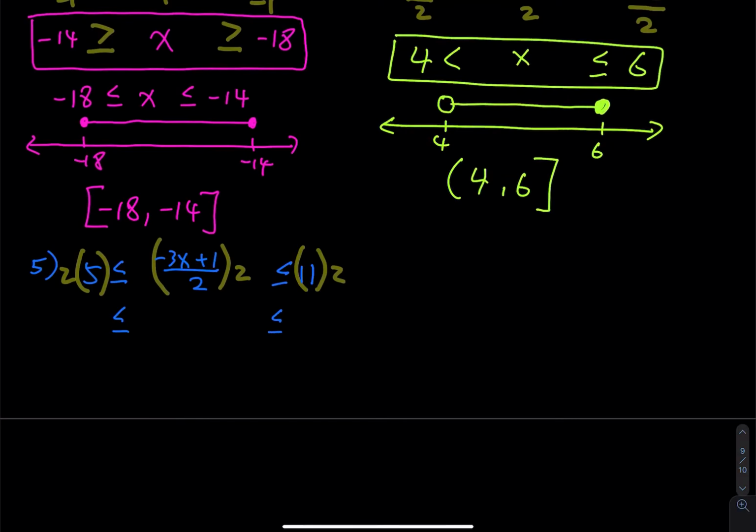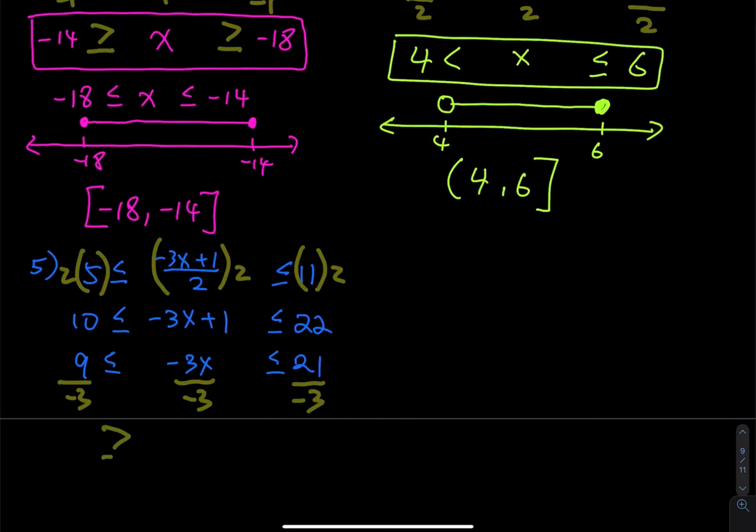So 2 times 5, 11 times 2, 22 is greater than or equal to 10. So we're good. Negative 3x plus 1. And then we minus 1 on each side. 10 minus 1, 22 minus 1. So we have a 21 greater than or equal to 9. And then we have a 3x right in the middle. And then you divide each side by negative 3. I know it's negative. That means you have to reverse the symbol to greater than or equal to.